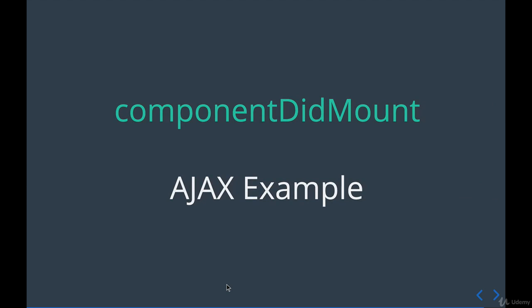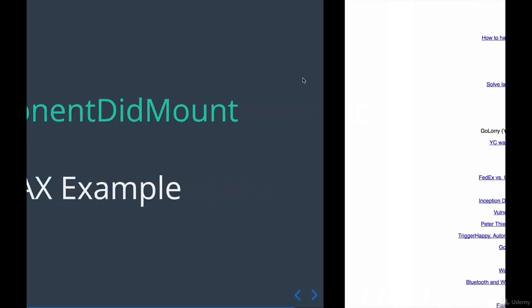Now let's talk about componentDidMount. A common use case for componentDidMount is to make an AJAX request. Because the componentDidMount method will only happen once per the life of the component, it makes sense to make your AJAX request here for something like getting all the data for a view. To demonstrate, let's build the following app.